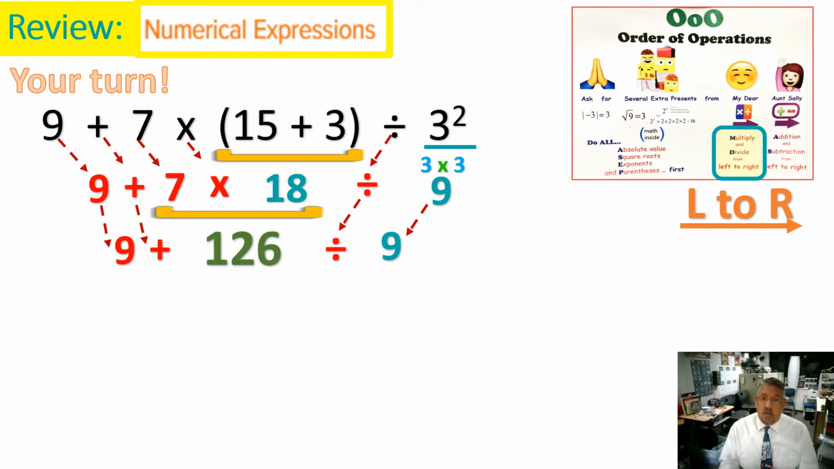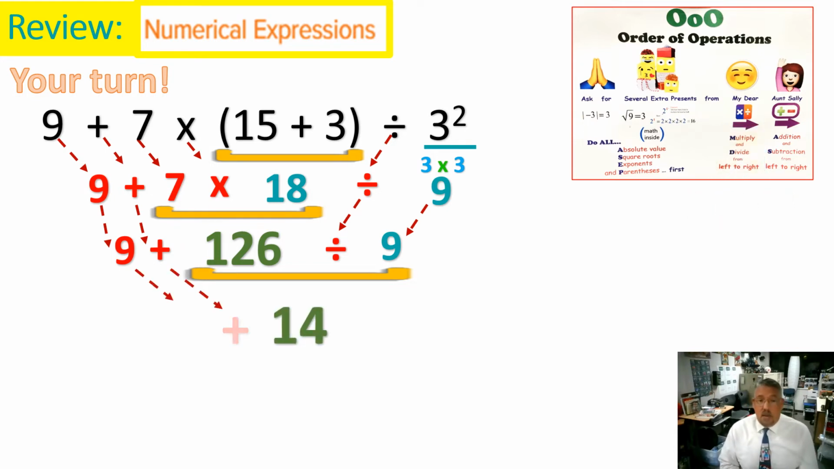I bring everything else down. So now you've rewritten 2 problems. 9 plus 126 divided by 9 tells you I still have to do my multiplication and division from left to right. So 126 divided by 9, once again, the first number is typed into my calculator. That's going to give me 14.